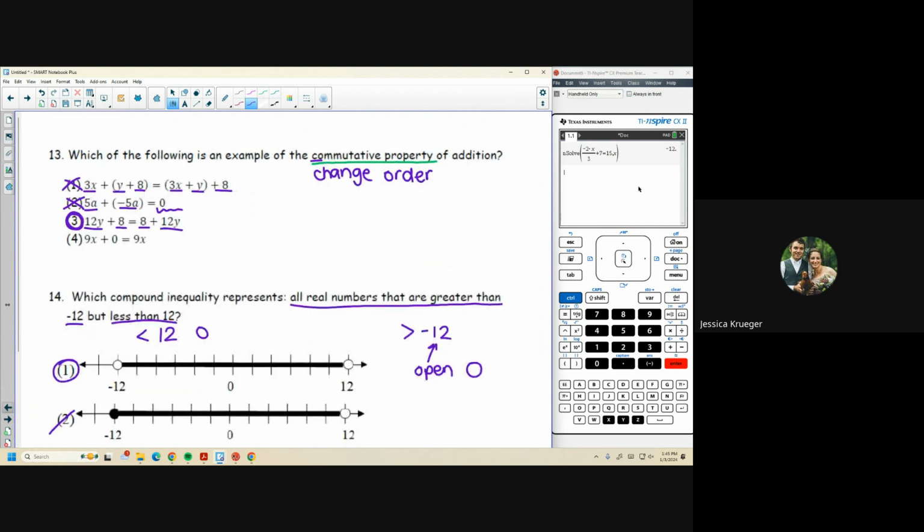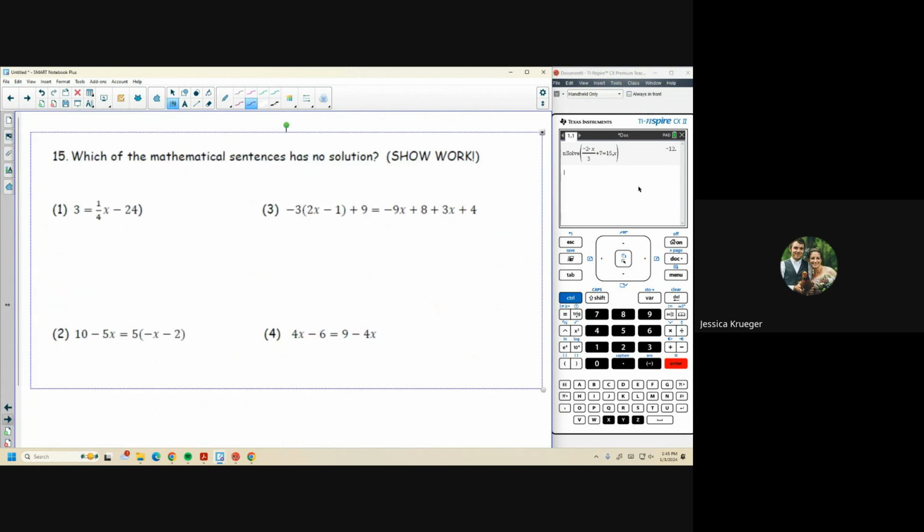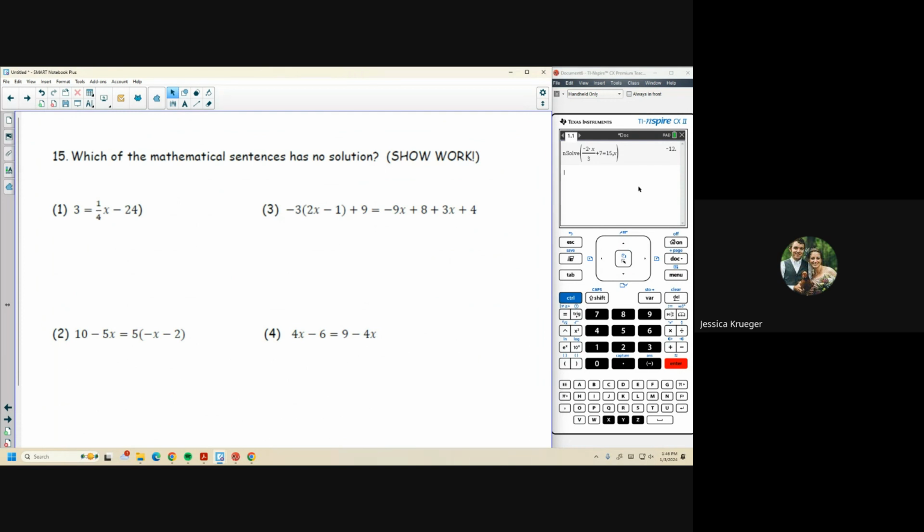Let me make sure I didn't miss any problems here. Okay, 14. Here's 15. Which of the mathematical sentences has no solution? Okay, so it does ask you to show your work. The first thing I would like to do, though, is show you what it would look like in the calculator. So I'm going to go to menu, algebra, numerical solve, and I'm going to enter the first one.